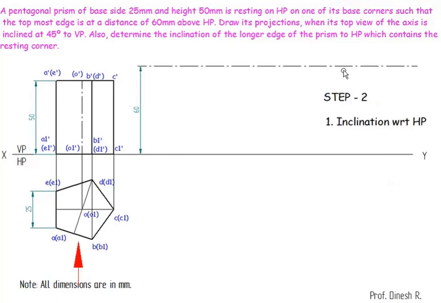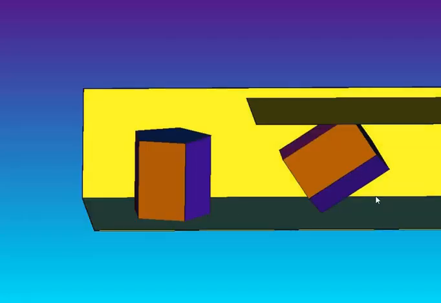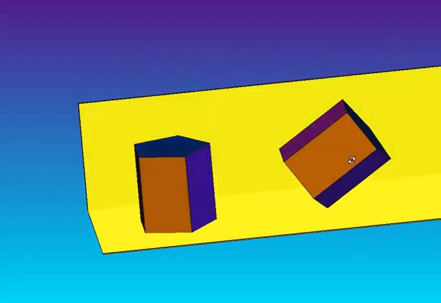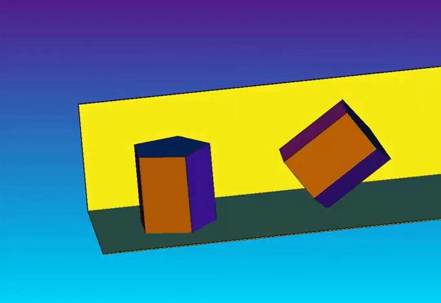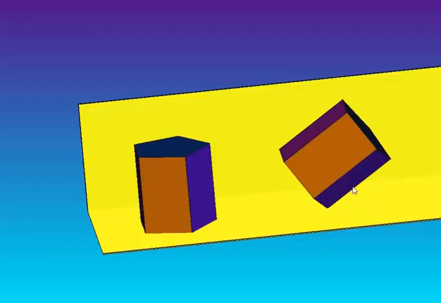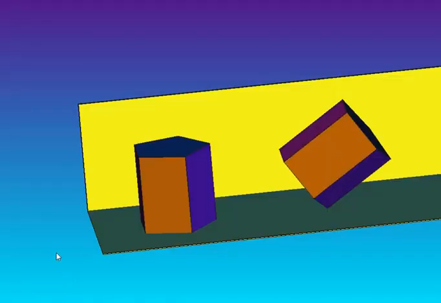here I have just created a locus line where the height is 60 mm above HP. So here what it says, it is resting on a corner and the topmost edge, which is nothing but this edge, is going to be at a height of 60 mm from its base. So it is not mandatory that we need to keep the corner on the right side. We can even keep it on the left side also, but you need to tilt the other way.